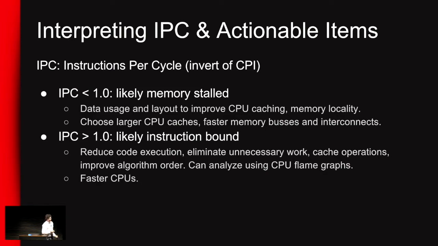So with an IPC less than 1.0 for a 4-wide CPU, you're likely memory stalled, like we are for many of our instances in the Netflix cloud. Given that you know that, you can fix it by changing the data usage and layout to improve CPU caching and memory locality.